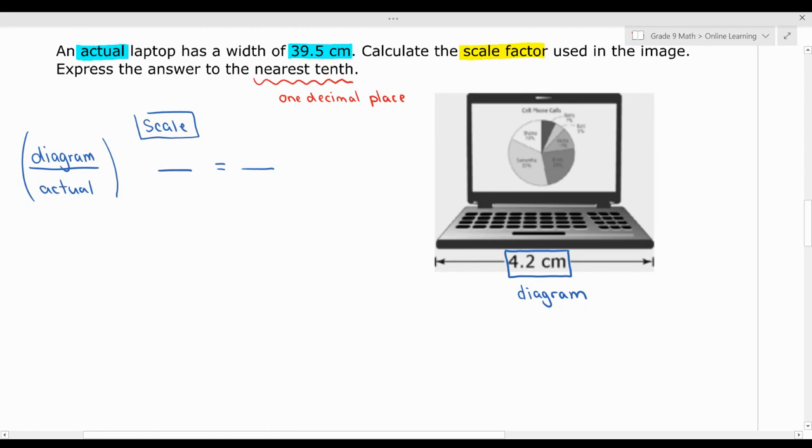Okay, so this time I want the scale factor. So I want to figure out what does 1 centimeter in the picture, right? Because the picture has it in centimeters. So if this was like meters, this would have to match and be meters. So the question is saying, what does 1 centimeter in this picture represent of the actual? So I don't know that, so I'm going to put that as my x.